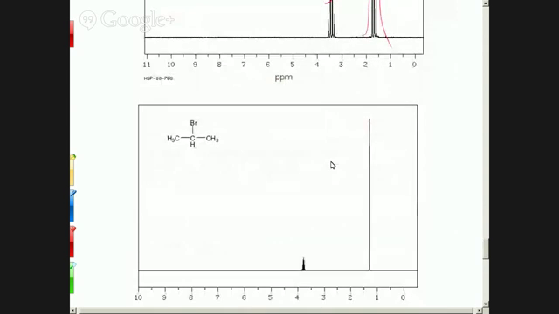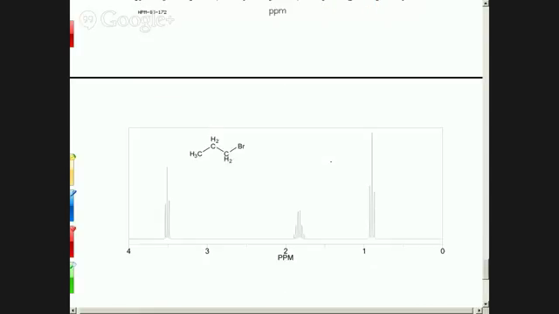This is now a 2-bromopropane. What we see here, although again, for some reason it didn't come out quite right, it just looks like blobs. Let's skip this one, see if we have a better looking one. Here, this one's a little nicer looking.